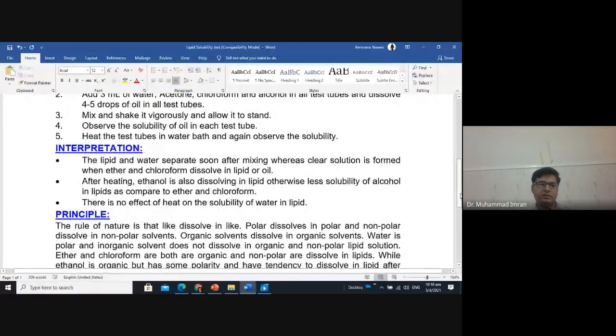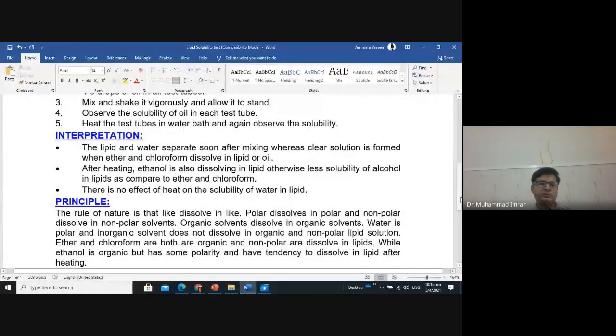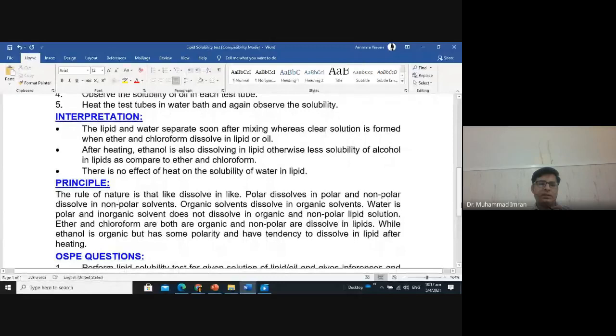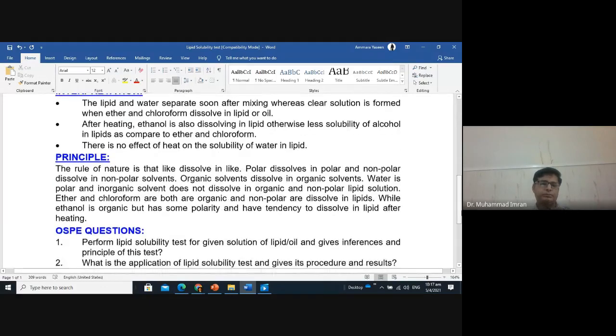Then you mix and shake it vigorously and allow it to stand. Then you observe the solubility of oil in each test tube. Heat the test tube in a water bath and again observe the solubility. Lipid and water separate soon after mixing, whereas a clear solution is formed when ether and chloroform dissolve lipid and oil. After heating, ethanol is also dissolved in lipid, otherwise there is less solubility of alcohol in lipids as compared to ether and chloroform. There is no effect of heat on the solubility of water in lipids.